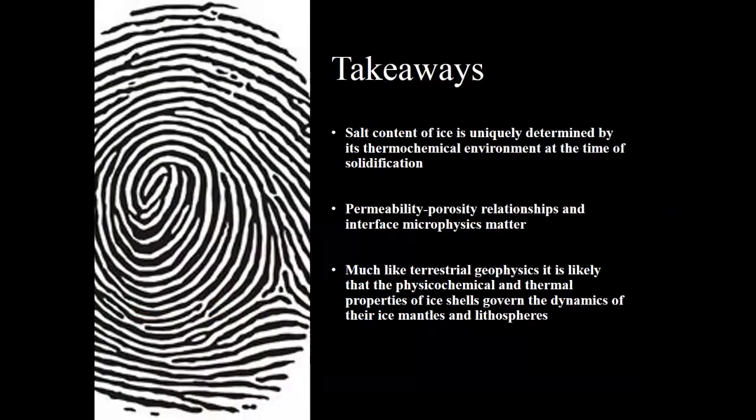So the main takeaways from this are that the salt content in the shell or in these brine pockets, when you freeze out this ice, is going to be uniquely determined by the thermochemistry at this interface. Also, the permeability-porosity relationships at this interface are really important. So I think constraining these experimentally is going to be really important for improving these models going forward and understanding how fluids and salts are going to be incorporated and move through the ice shell. And these impurities within the ice shell are going to be important for a lot of the geophysics that are occurring in these ice shells.